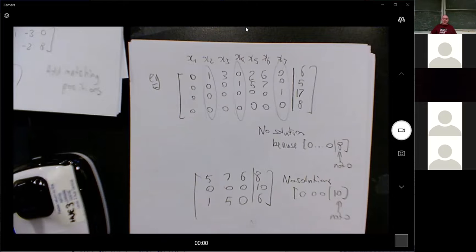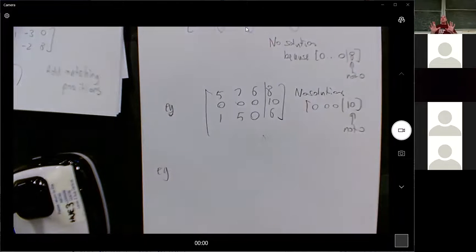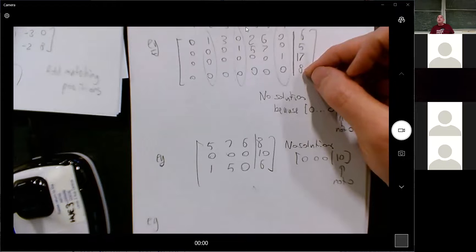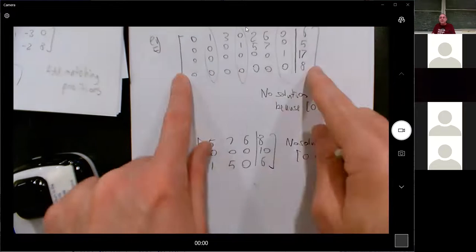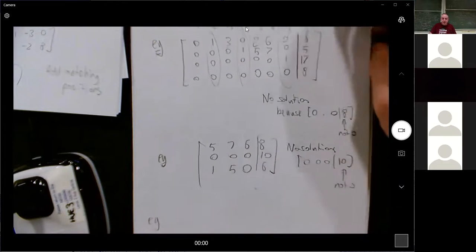Okay, so what if it was this? So that's the first rule. The first rule is you look for rows of zeros and look to see if the answer at the end is zero or not zero. And if it's zero, fine. If it's not zero, no solutions. And if it's zero, well, fine, and you still haven't made a decision about how many solutions there are. But the only way to get no solutions is for this to appear somewhere. That's the first thing. And I think that neatly answers that bit, not all of it.